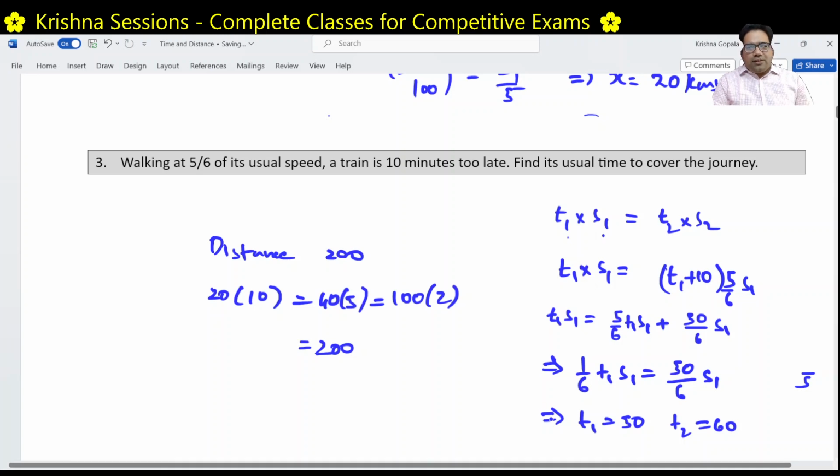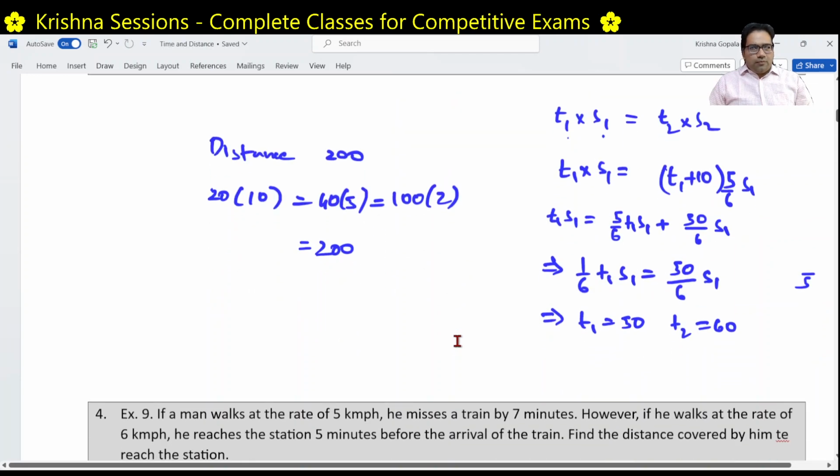So you solve this one and you will get t1 is equal to 50, t2 is equal to 60. t1 is the original time it is taking and t2 is the new time, 10 minutes more that it is taking. Cool.